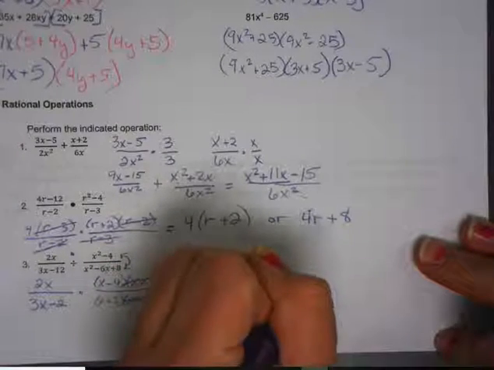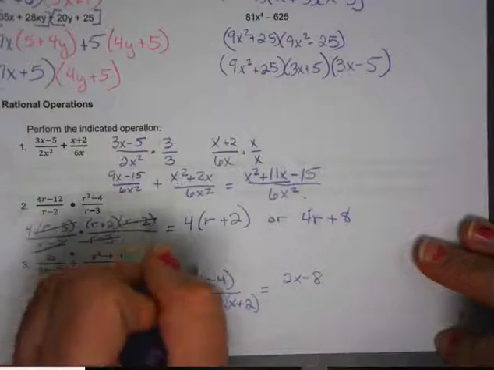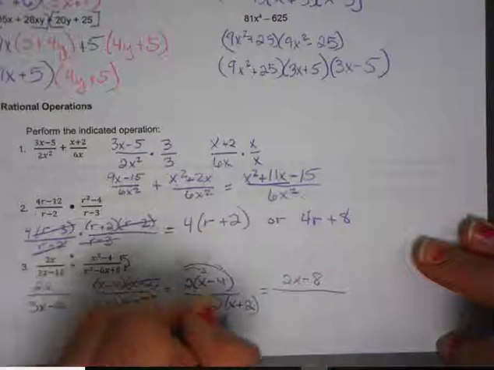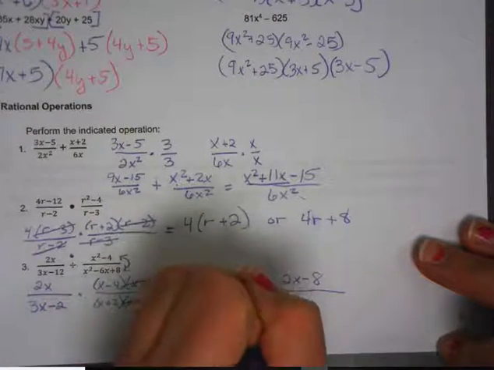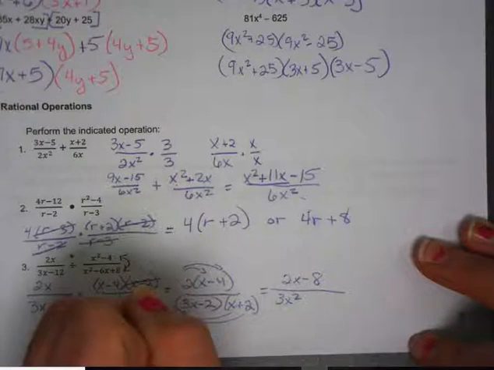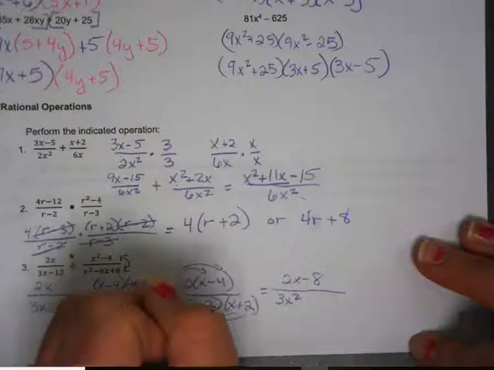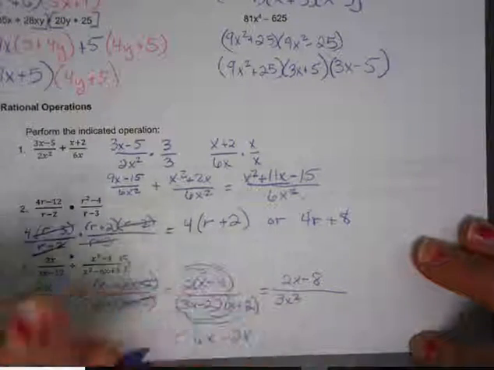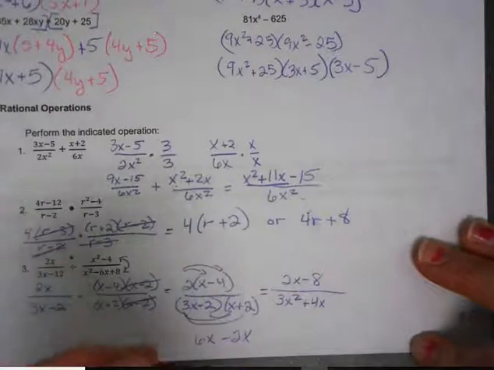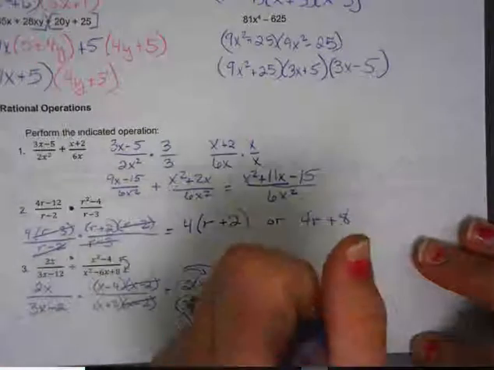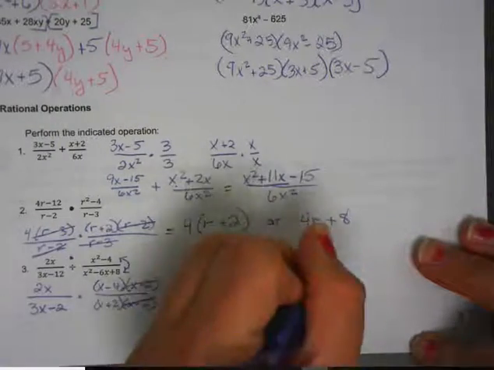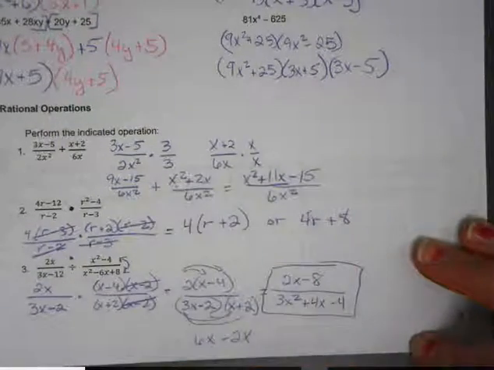So we're going to have 2x minus 8 because we distribute this 2. And then we're going to have 3x squared plus 6x and then minus 2x. That's going to give me 4x. And then negative 2 times positive 2 is negative 4. And that is the final answer for that problem.